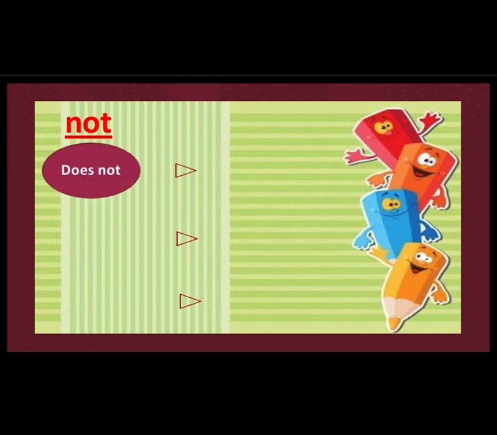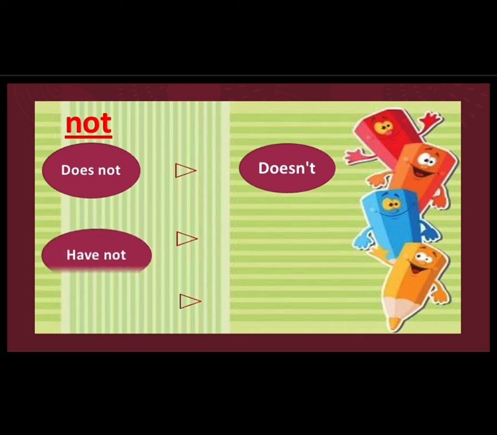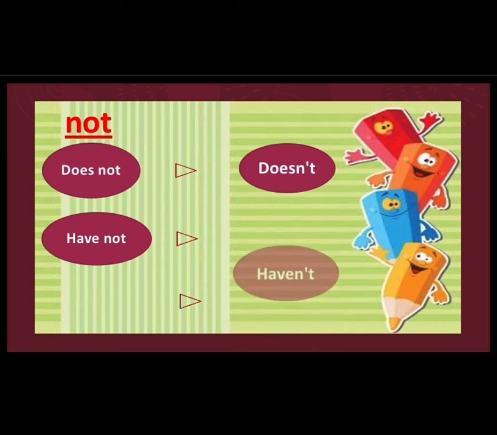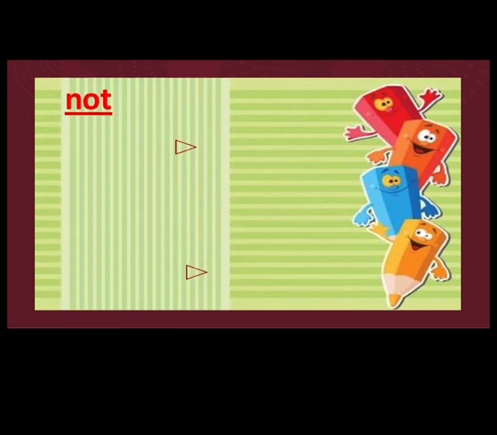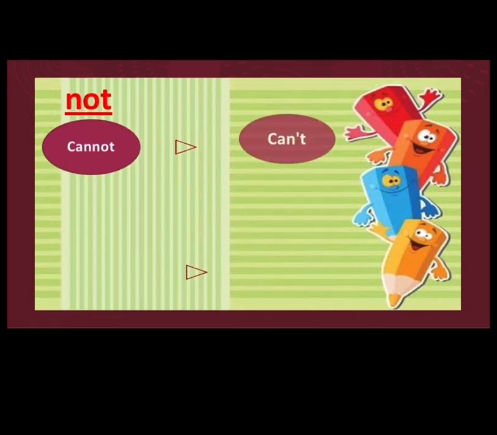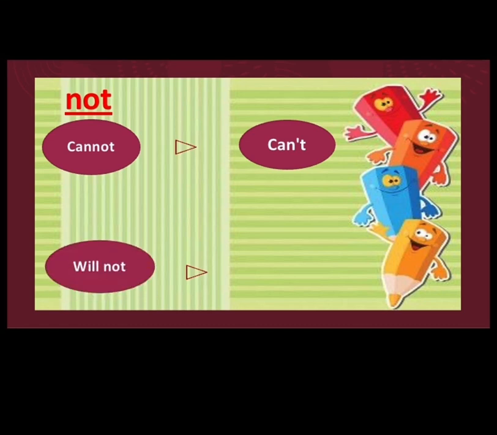Does not. Drop the letter O and it will become doesn't. Have not. Drop the letter O and add an apostrophe, it will become haven't. Are not. Drop the letter O and add an apostrophe, it will become aren't. Remember children, cannot will become can't and will not will become won't because they do not follow the same rule.